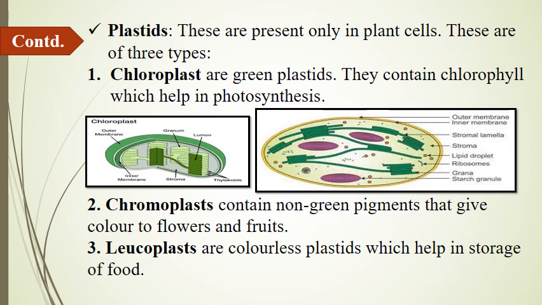Next, chromoplast. Chromoplasts are non-green pigment plastids. Chromoplast is a pigment that gives color to flowers and fruits. We can see in the market there are different colors of flowers and fruits, and that color is due to the chromoplast. Next, leucoplast. Leucoplasts are the colorless plastids. These only help in storage of food.